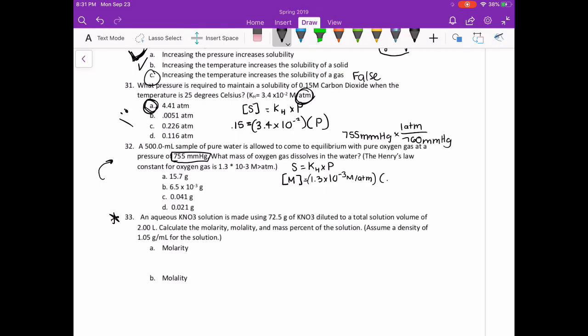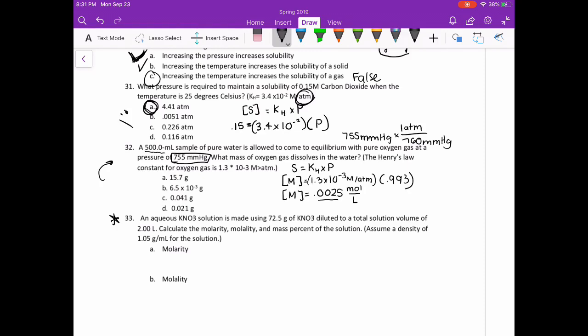So for this, I need to first convert from millimeters mercury to ATM, so divide by 760. Plug in what I have to find molarity. I multiply that to get 0.0025. Then I plug that into the equation for molarity, which is moles of solute over liters of solution. So 0.0025 equals X moles over 500 milliliters, which is 0.5 liters, because it needs to be in liters in this case.